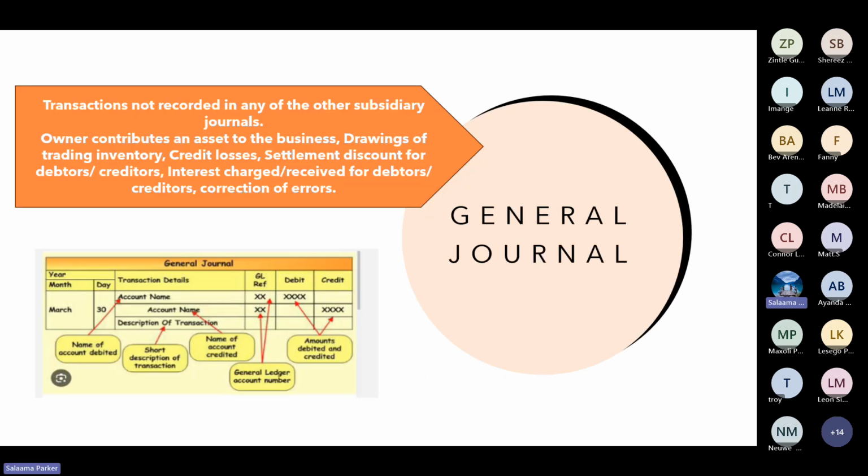Okay, so let's summarize the general journal. The transactions recorded in the general journal are the transactions that could not be recorded in any of those other subsidiary journals that we just revised: your cash book receipts, cash book payments, petty cash, debtors allowance, creditors allowance. So what are the transactions that go in our general journal? The owner contributes an asset to the business, drawings of trading inventory, credit losses, settlement discounts for debtors and creditors, interest charged, and correction of errors.